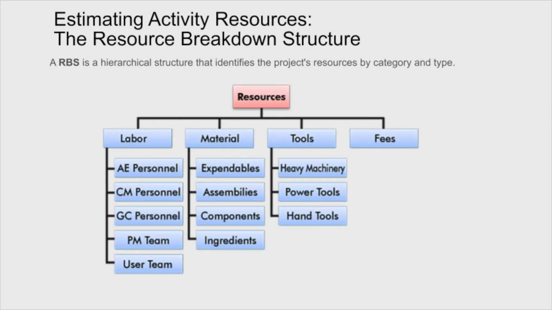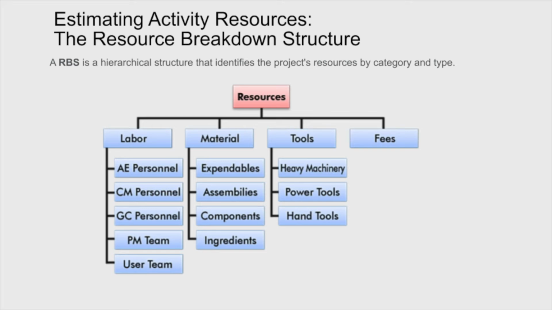So for example, if we look at resources, four of the key resources that you would think any activity would have would be labor, material, tools, and potentially fees. We can take labor and break it down even further, such as specific types of personnel or project management people or users. So different skill sets effectively. We can take material and break it down into expendables, stuff that's used up, assemblies, stuff that's used in the construction, components, parts and pieces, and ingredients such as things like cement.